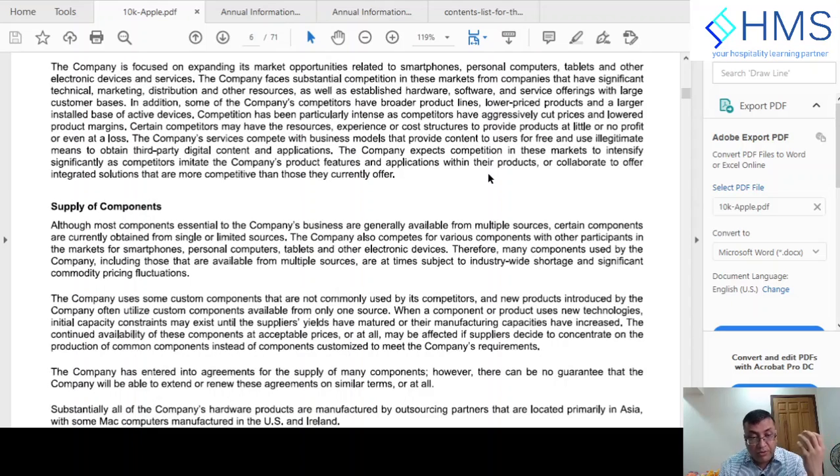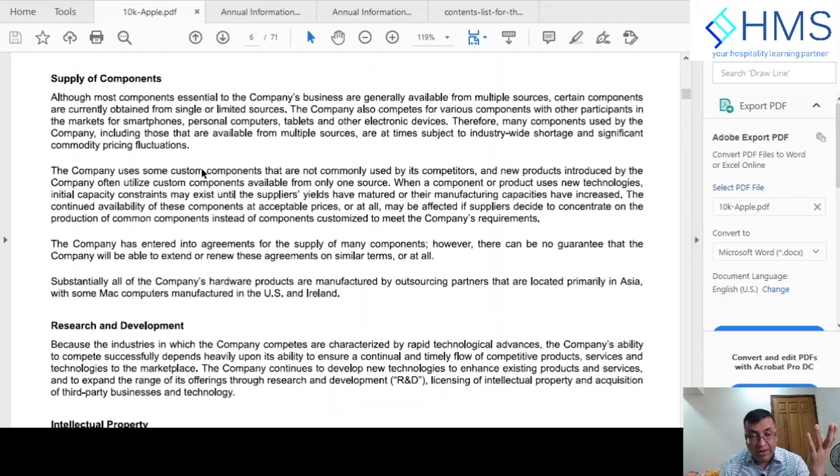So here you will see the company has focused on expanding the market opportunities for their phones, tablets and other things. Then you have to read through it and say, okay, the company expects the competition in the market to intensify, which is definitely there.